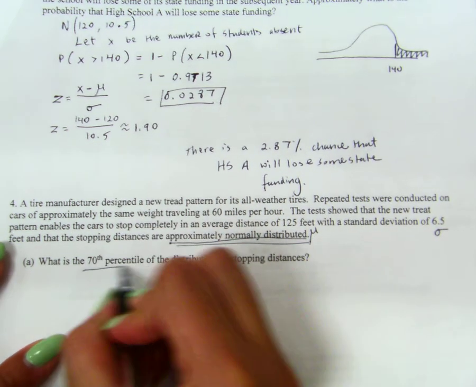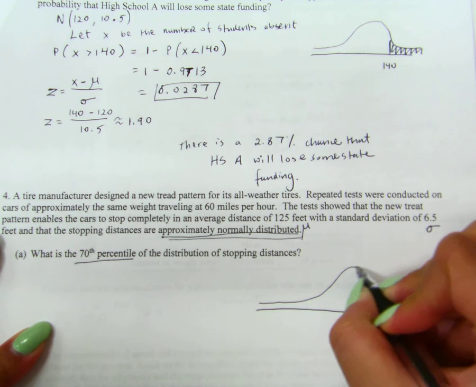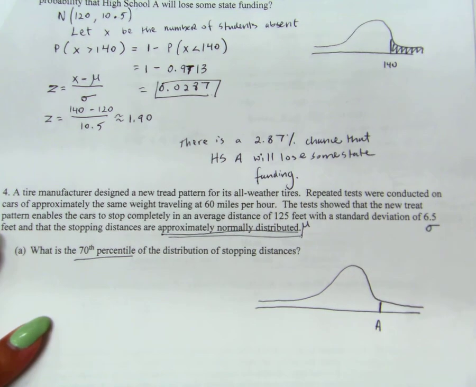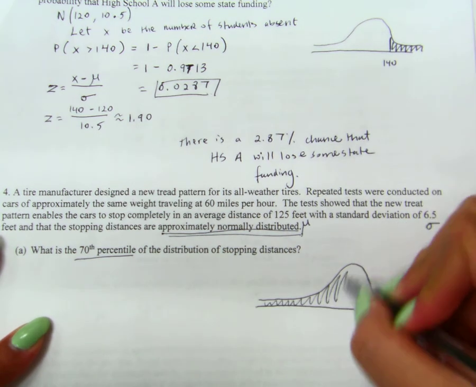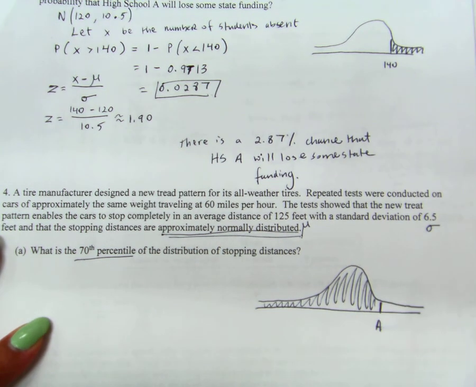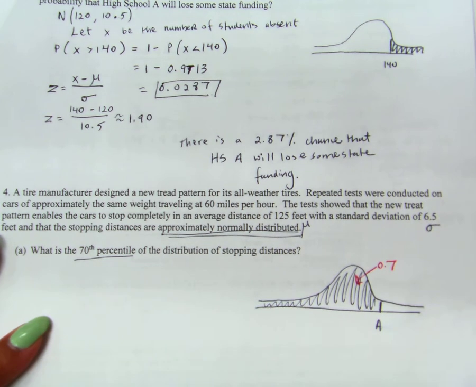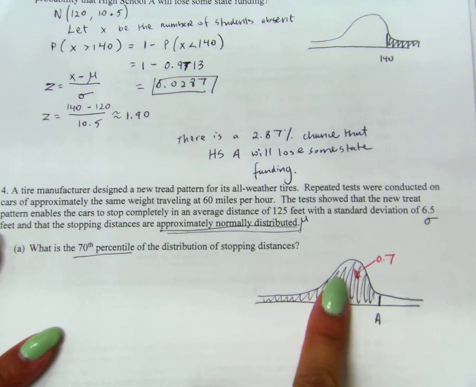Okay, now percentile. So how this works, if I were going to draw out this normal model, there's some value A, right? I'm just going to go ahead and call it A. If A is the 70th percentile, what I'm saying is that the area below A is 0.7, right? It's equal to 70%. So if you are the 70th percentile, you have 70% of the data below you, and then you have 30% of the data above you, okay? So this is what we're looking at.